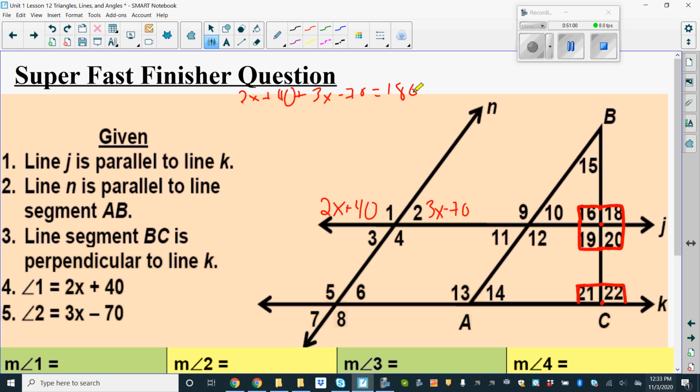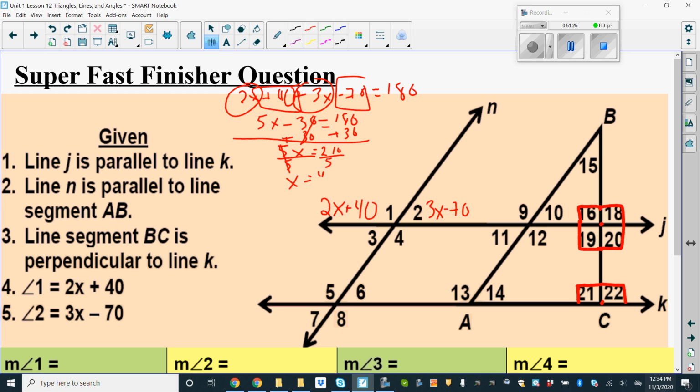We have to combine the like terms, so 2x plus 3x is 5x. 40 and 70 is minus 30 equals 180. Add 30 to both sides, and I get 5x equals 210. Divide by 5, and I get x equals 42.